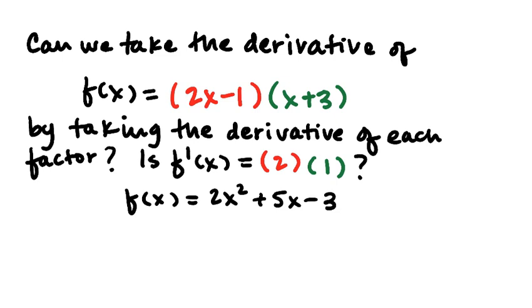And if I were to take the derivative of that, using the power rule we learned last time, I would have 4x plus 5. Okay, so we can see that that is definitely not the same as 2 times 1. Right? So we need a way to deal with products, as far as taking the derivative. Maybe we could get ourselves a product rule.